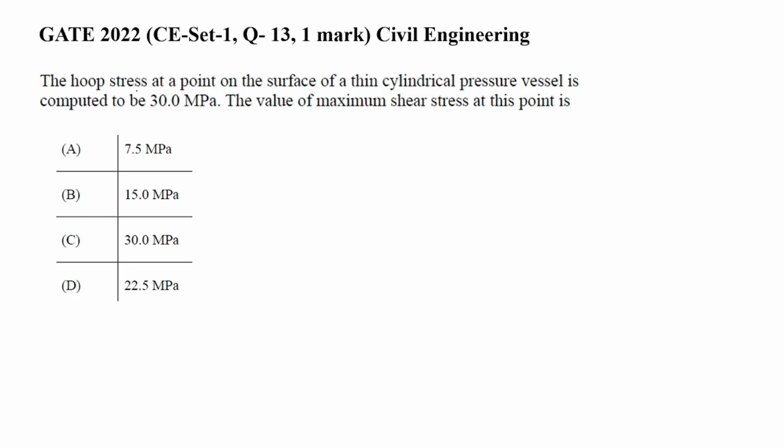The hoop stress at a point on the surface of a thin cylindrical pressure vessel is computed to be 30 MPa. The value of maximum shear stress at this point is... See, this question is about thin cylinders, and this question is from GATE 2022, question number 13, of 1 mark.